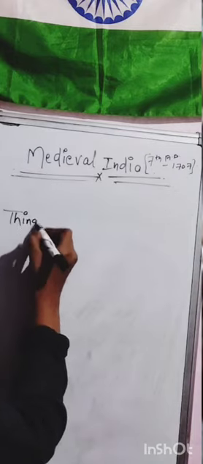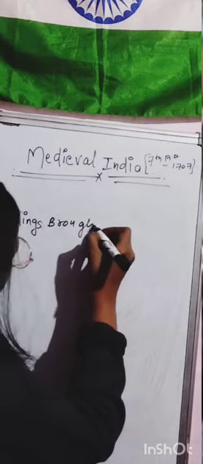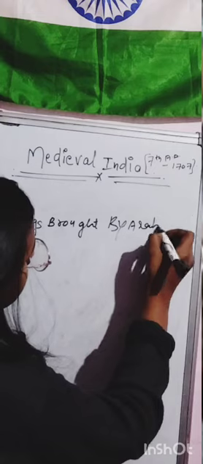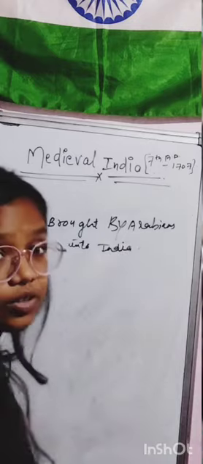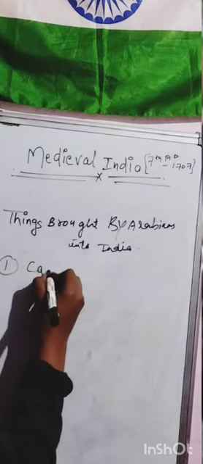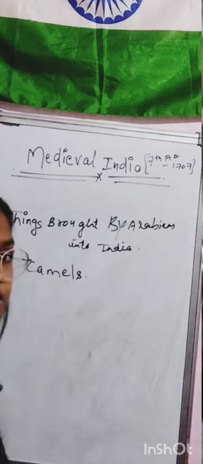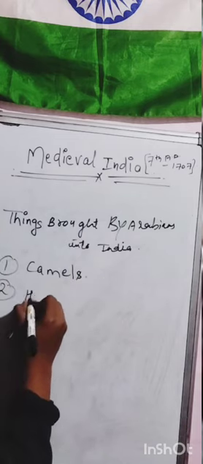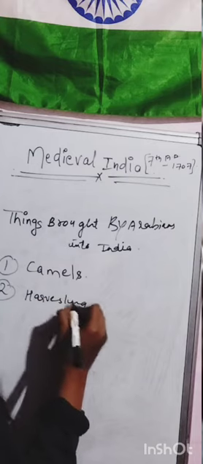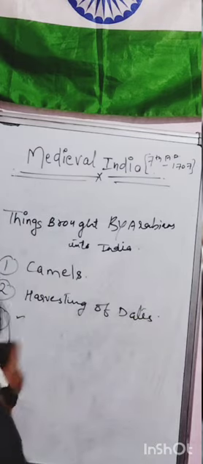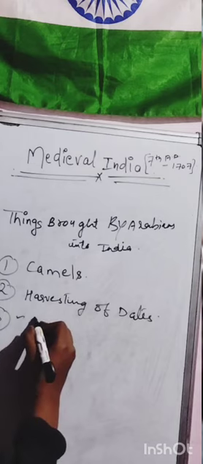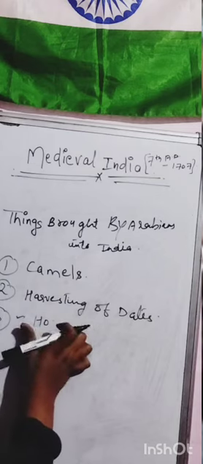Now we will discuss the things which were brought by the Arabians into India. Okay, so first, the camels were brought by the Arabians into India. The second one is the cultivation or harvesting of dates, khajur. Third, there was the introduction of horses, good quality horses.